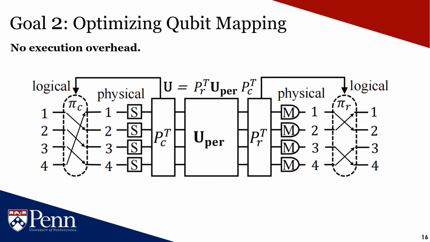We have proved that this Q-mode mapping has no execution overhead. Suppose we have a unitary matrix, and we permute it using the permutation matrices PR and PC. Instead of executing the PR and PC on the quantum circuit, we can relabel the logical Q-mode at the beginning and relabel the output at the end.